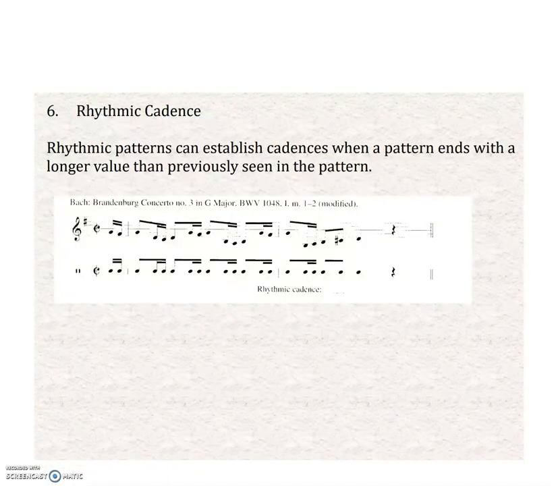The last kind of cadence is a rhythmic cadence, and this is not a harmonic cadence. So the first five, you really have to memorize those first five cadences: PAC, IAC, HC, PC, and DC. A rhythmic cadence is just something you should be aware of. Rhythmic patterns can help to establish cadences when a pattern ends with a longer value than previously seen in the pattern. And this example right here is from Bach Brandenburg Concerto No. 3.